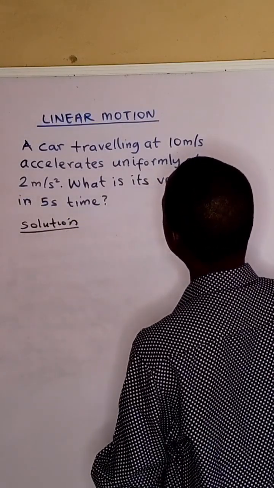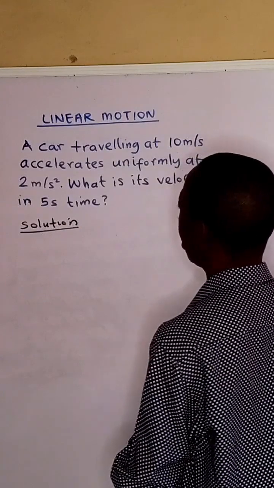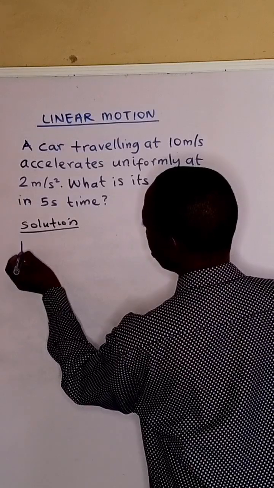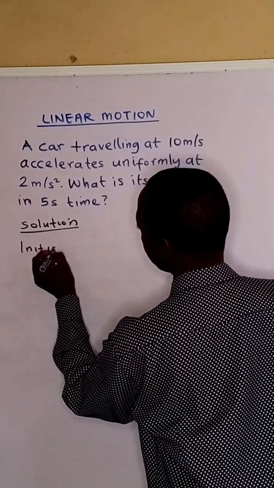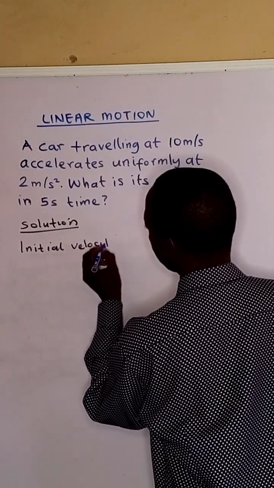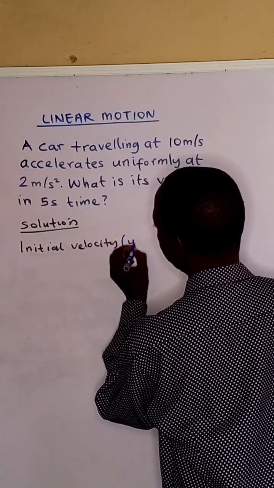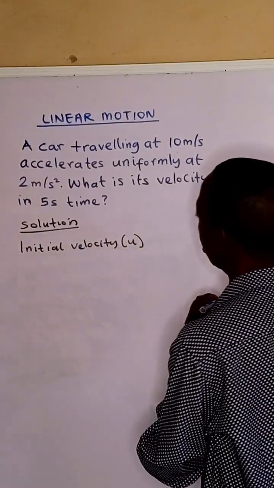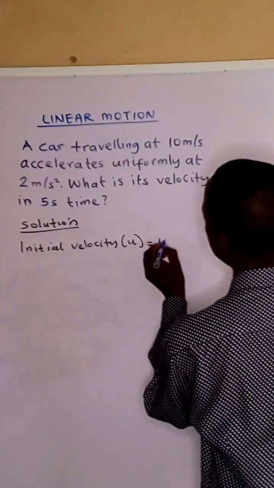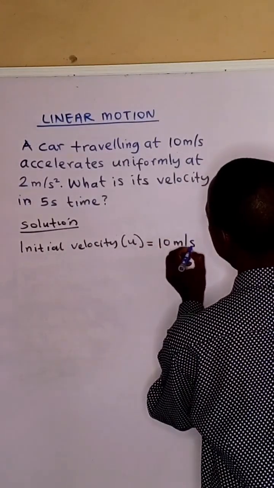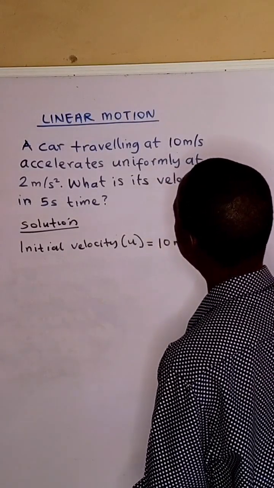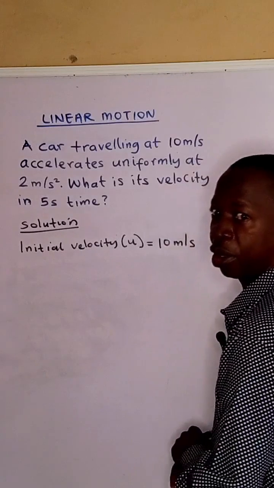A car traveling at 10 meters per second. That is the initial velocity. So we write that out. Initial velocity. We use letter U to represent initial velocity, and then that is 10 meters per second.